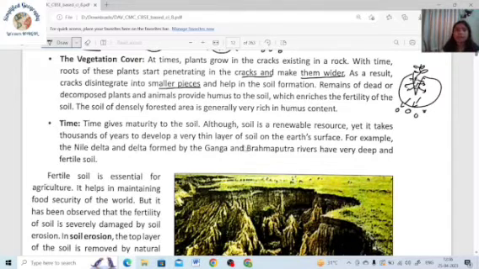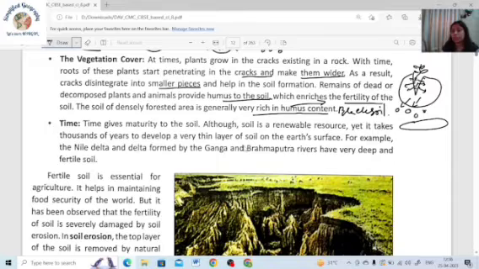Remains of dead or decomposed plants and animals provide humus to the soil, which enriches the fertility of the soil. The soil of densely forested areas is generally rich in humus content. With soil, we have learned that humus makes soil more black. Humus is the organic matter of dead decomposed plants and animals found in the top layer of the soil.